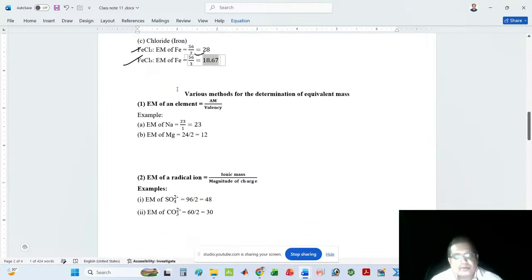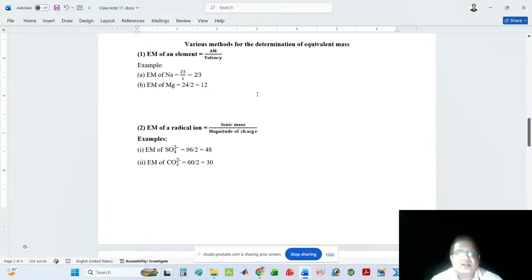Now move to the various methods for determination of equivalent mass. At first, I use the general method. Equivalent mass of an element is equal to atomic mass divided by valency. By using the atomic mass and valency, you are able to find the equivalent mass of an element.